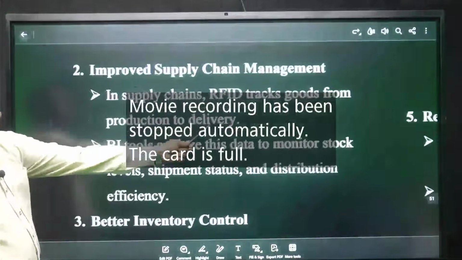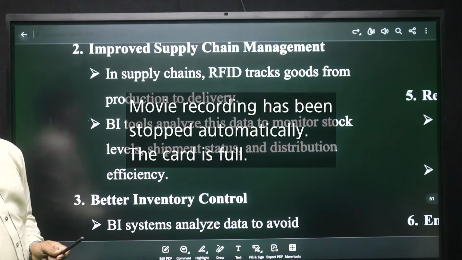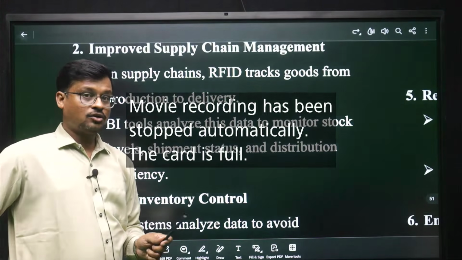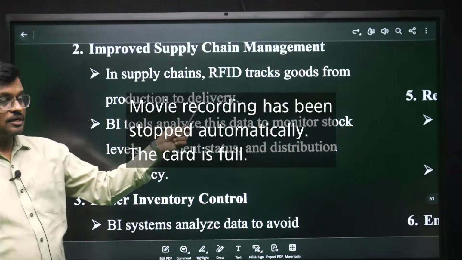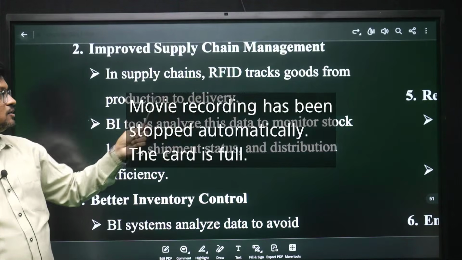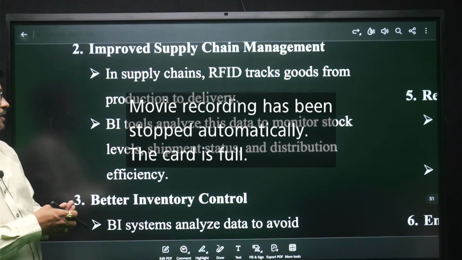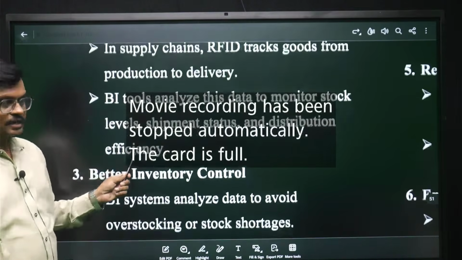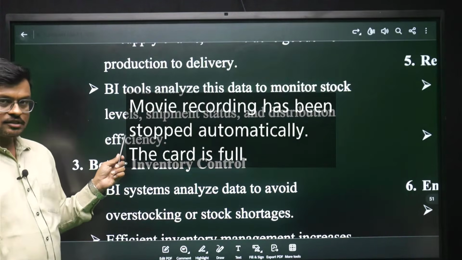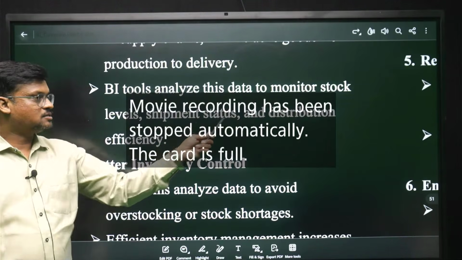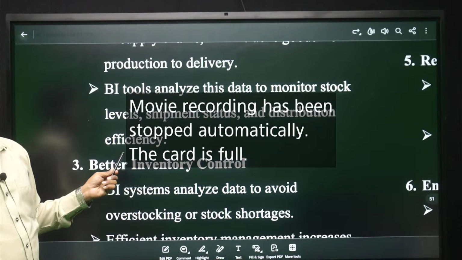Second one, improved supply chain management. RFIDs are capable of tracking the goods from the level of production to the delivery. BI tools analyze this data to monitor stock levels, shipment status, as well as distribution efficiency.